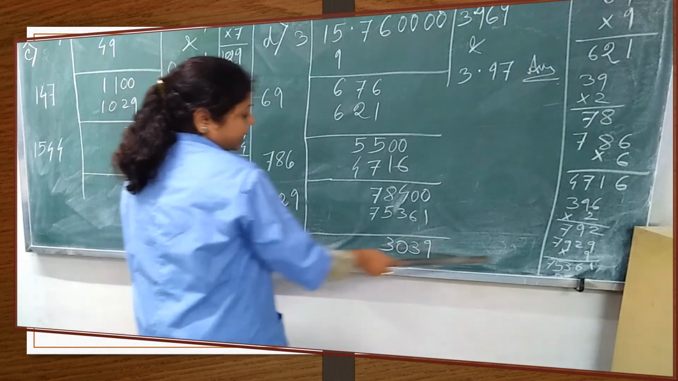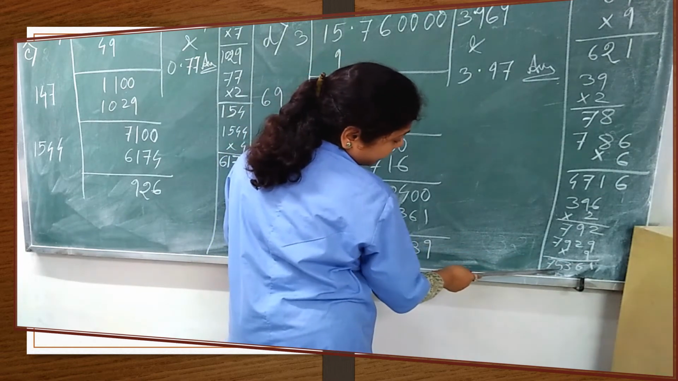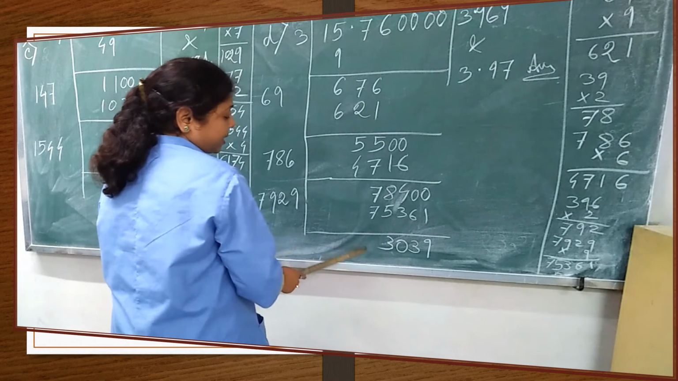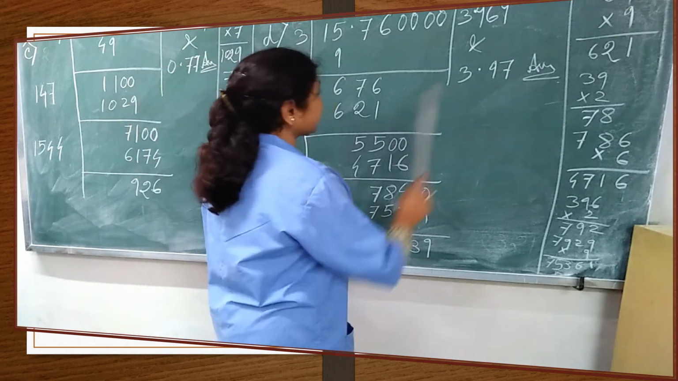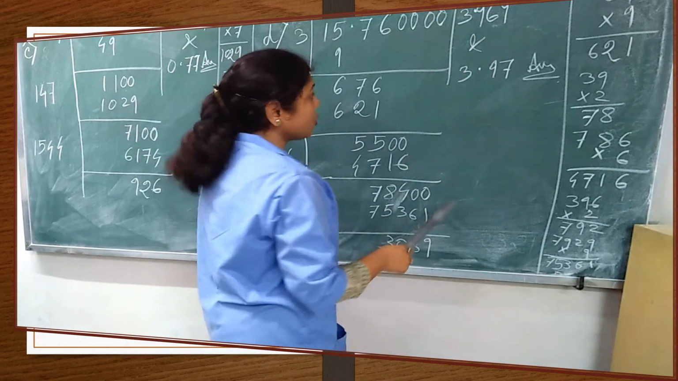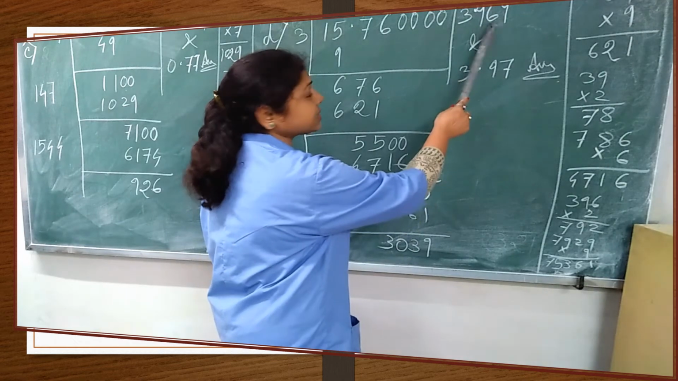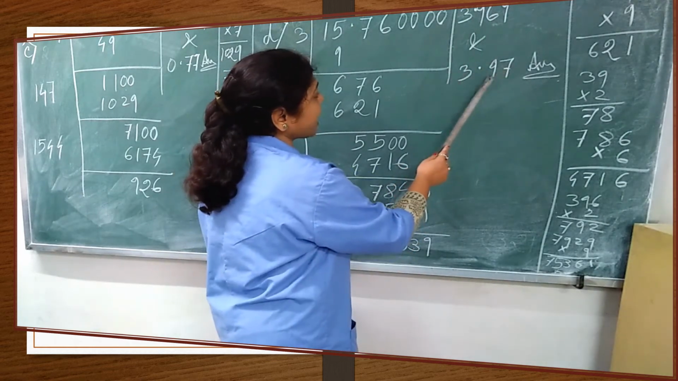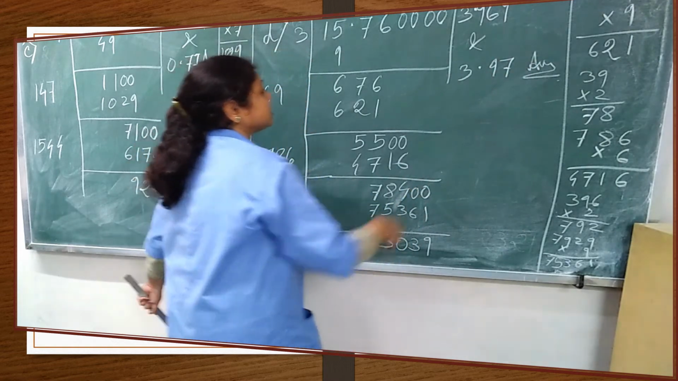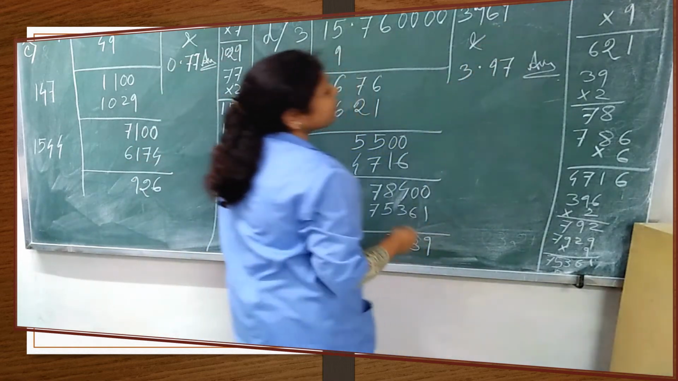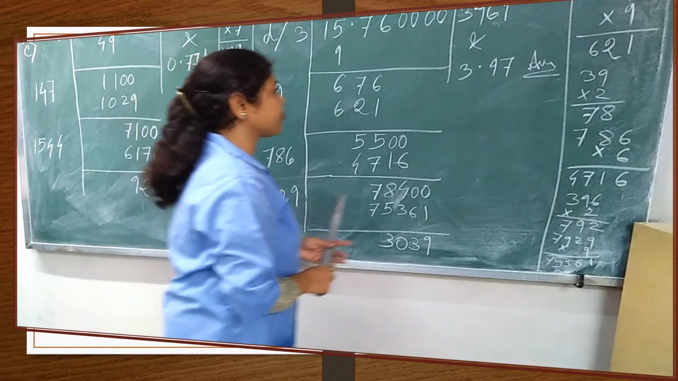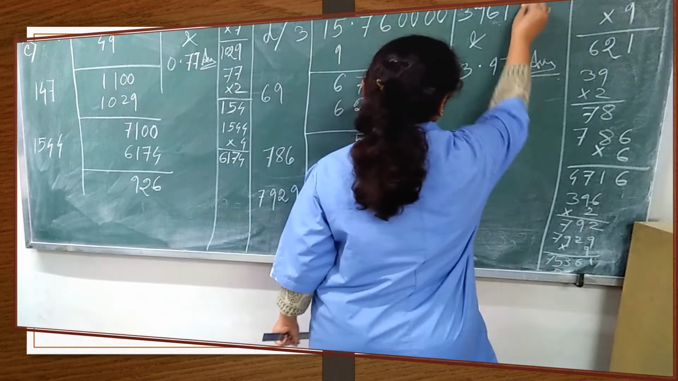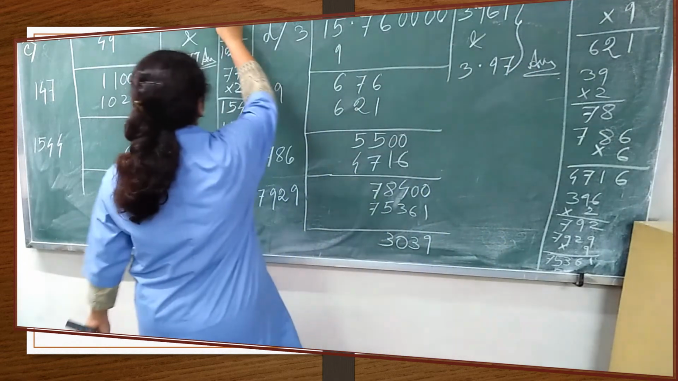792 into 9. This is coming 75361. So 75361. Ultimately the remainder is 3039. And 9 you have to write over there also. So it's coming 3.969, or you can say 3.97, because this decimal is exceeding 5. That's why we have to write 3.97, and both are the answers. Here also both are the answers.